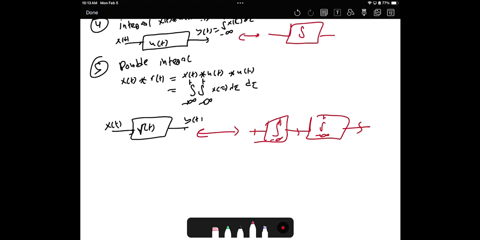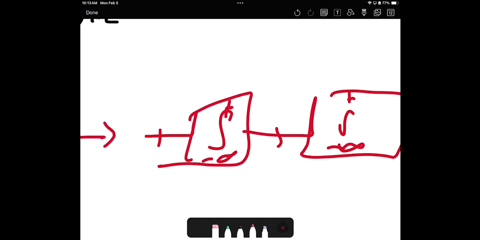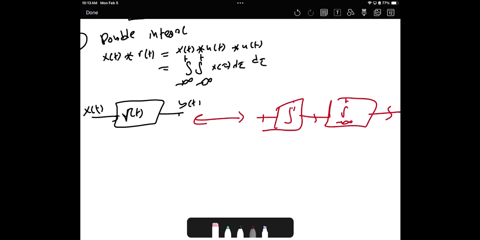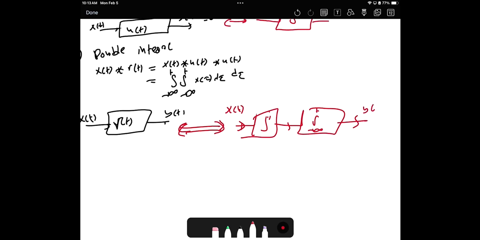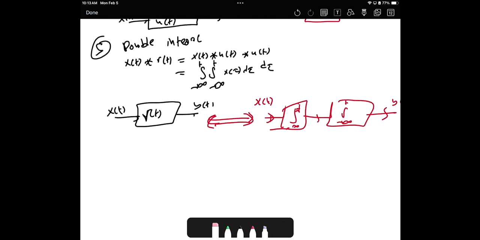What's inside that double integral system? Here? From negative infinity to t. This is equivalent to t. Here is x of t. Yeah. Here is y of t. And in the first one, here, r of t.